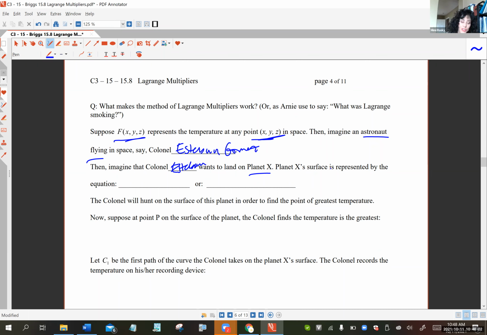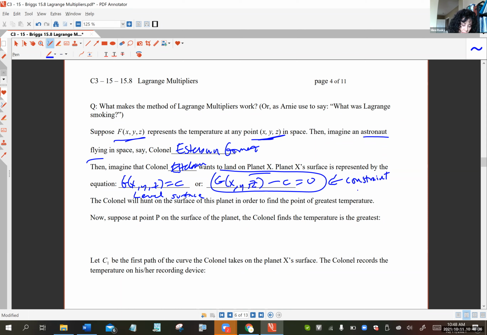So Colonel Esteban wants to land on planet X. And planet X's surface is represented by surface equations, like a planet might be in the shape of an egg or maybe a sphere. So we'll have some sort of equation, G of X, Y, Z equals a constant. It's some level surface, like an ellipsoid equation. We can rearrange the equation where we subtract the constant, so we'll have G of X, Y, Z minus C equals 0. And folks, this is our constraint equation. We're constrained because we have to stay on planet X.